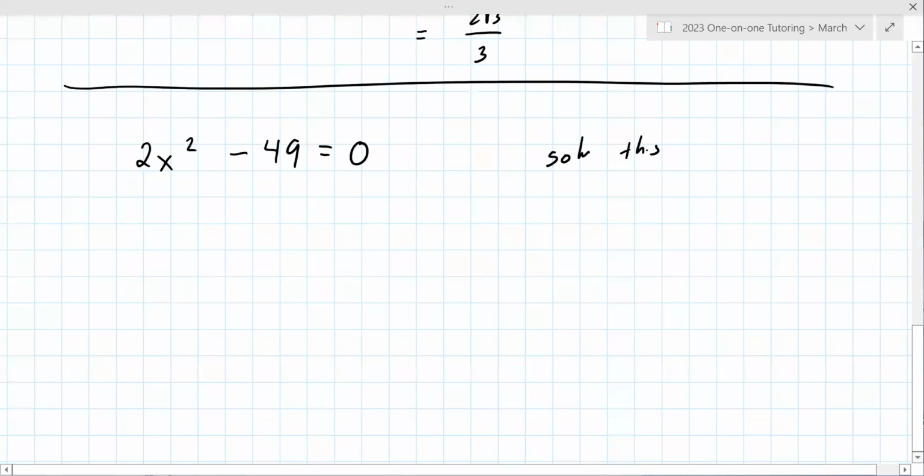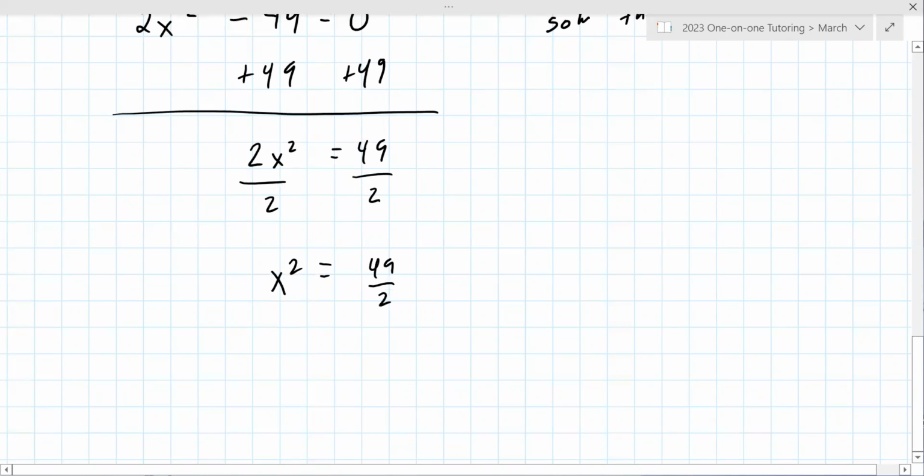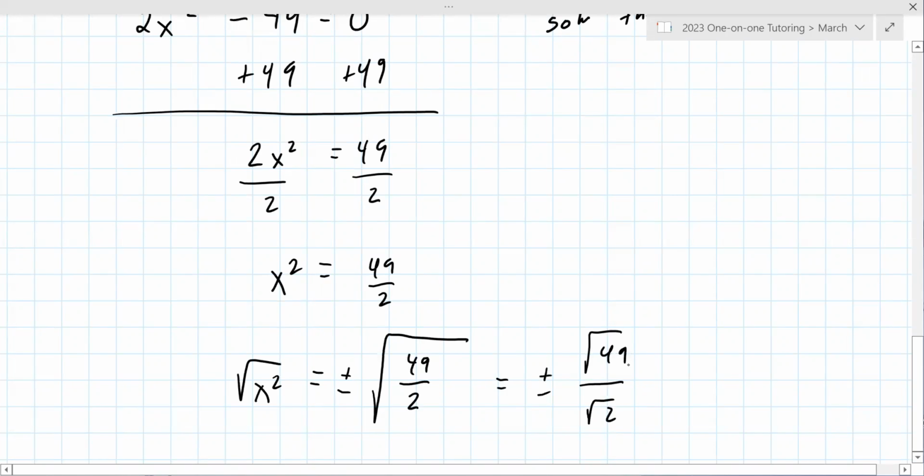You would first add 49 to both sides of the equation. 2x squared equals 49, right? Then you would divide by 2. But notice that doesn't go in evenly, so you're left with this fraction, and you know that you're going to have to take a square root of both sides. So you take the square root of x squared, that's fine, plus or minus the square root of 49 over 2. And this is where you can break it apart. It becomes the square root of 49 over the square root of 2.